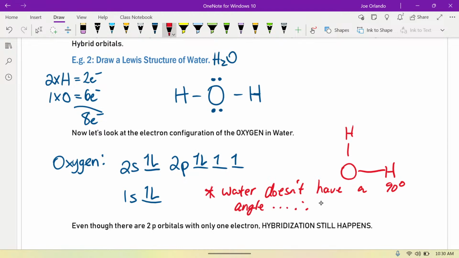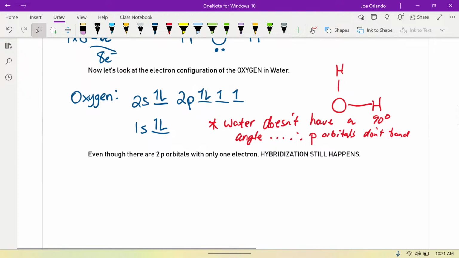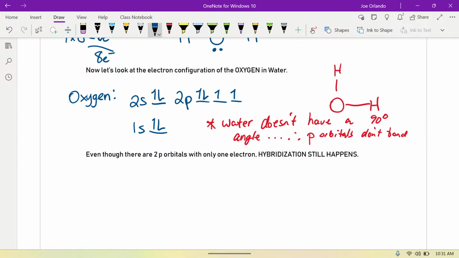Therefore, the p orbitals don't bond, right? Which means that even though it could get away with this happening, that isn't what happens. Which means we still form hybrid orbitals. So oxygen will actually look like this. 1s will go there, and then we're still going to hybridize here.